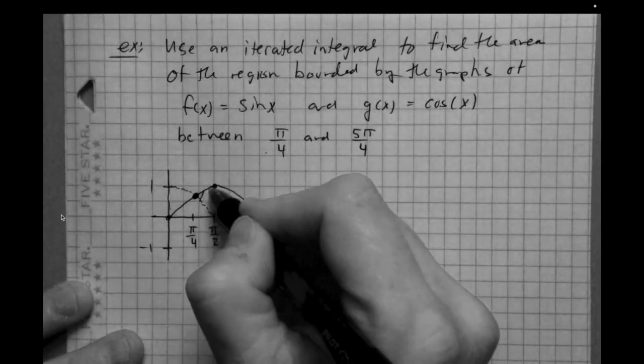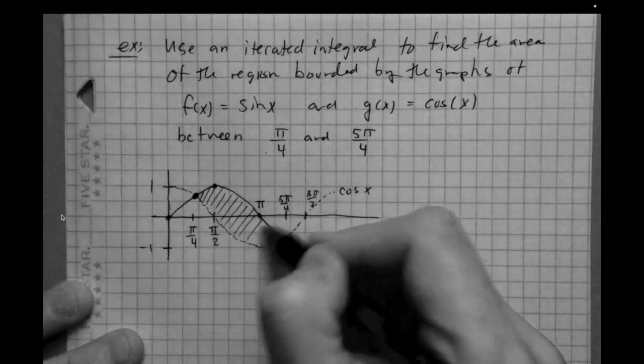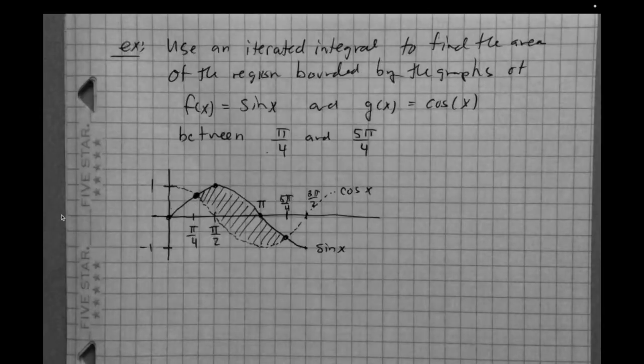So the region of interest is really this region here. That's what we want to know the area of. And we want to represent this using an iterated integral. Okay, so can we do this?